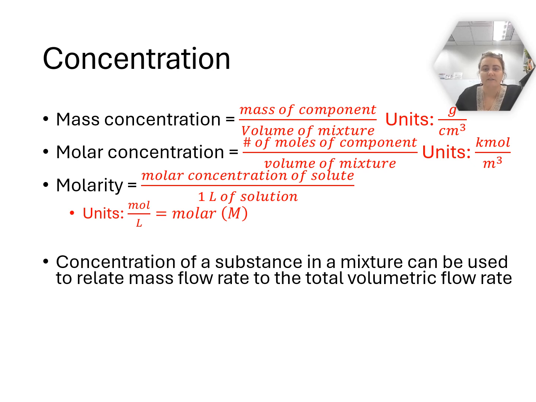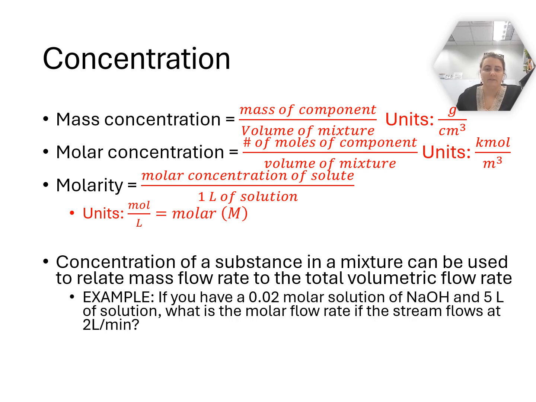The concentration of a substance in a mixture is useful for us because we can use it to relate mass flow to the total volumetric flow. Because if you look at the units of mass flow, that's kilograms per second. Volumetric flow is something like meters cubed per second. Well, the mass concentration itself is kilograms per meter cubed. So by unit analysis, we can actually use the concentration sometimes in very specific situations to convert between the two.